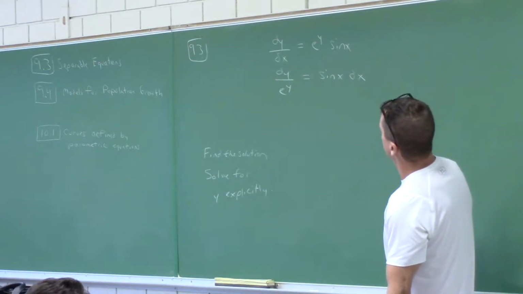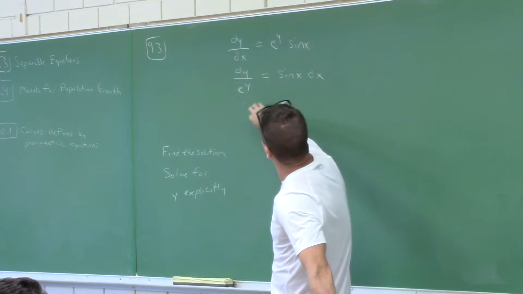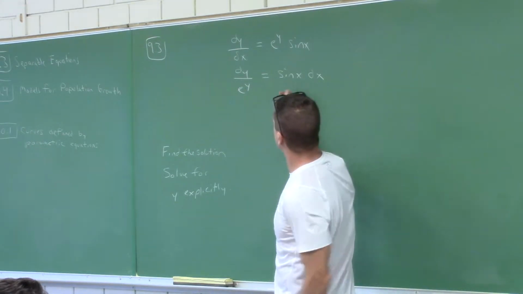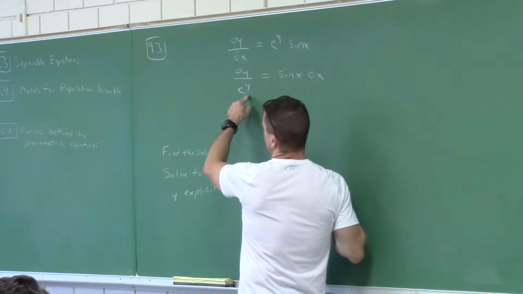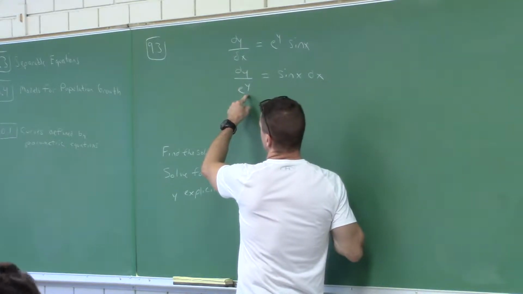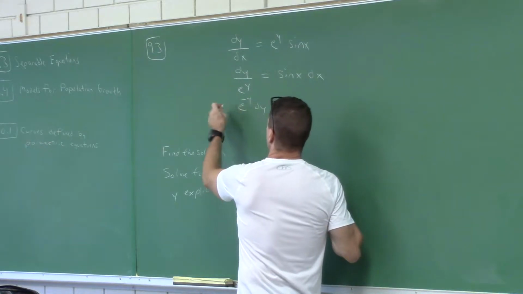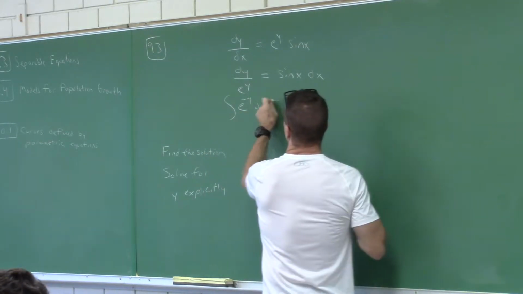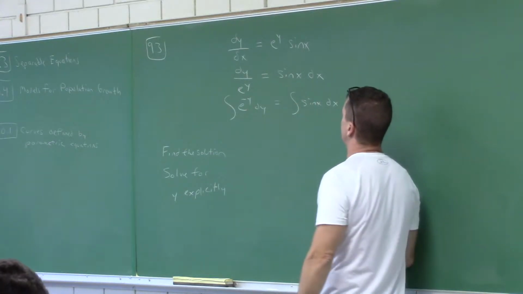All right, now we've separated. Let's integrate both sides. Integrate this side with respect to y, integrate that side with respect to x. But how do you do that? Isn't that e to the negative y? So let me write e to the negative y dy. Help me integrate that, and we're going to integrate sine of x. That's going to be easy.